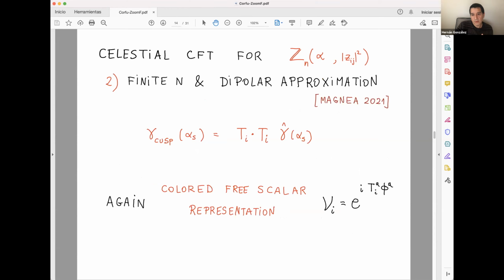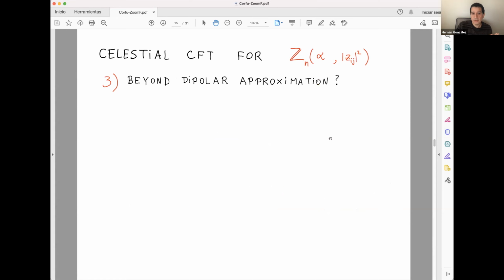So here I quote the work of Magnea that was very related to what I'm showing here. And you can also go to finite n, using the dipole approximation that has to do with describing the cusp anomalous dimension in terms of the quadratic Casimir only, and getting rid of the extra terms. And here again, you have a representation that is given in terms of free colored scalars. So beyond the dipole approximation, this is not very well known.